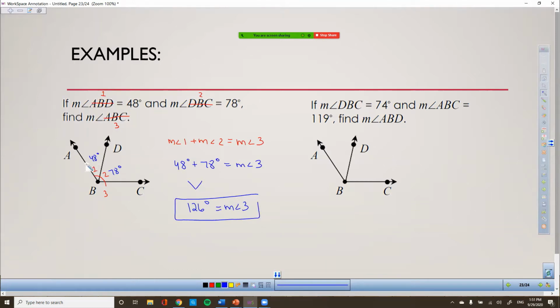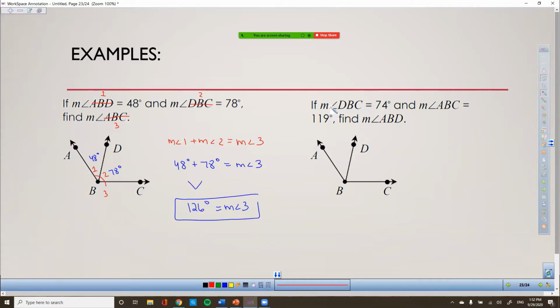And it makes sense because if you look at the angle itself, they're asking me for angle ABC, in this case, angle 3. All of it together, it's an obtuse angle, right? So it obviously should have been more than 90 degrees. So that's how I was able to find the measurement of angle 3 with the angle addition postulate. Let's go ahead and try out this second example.